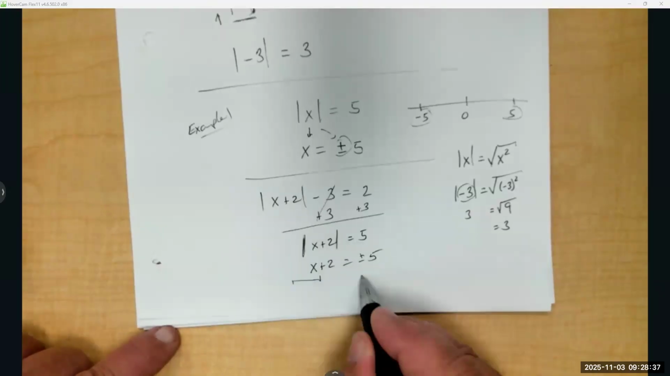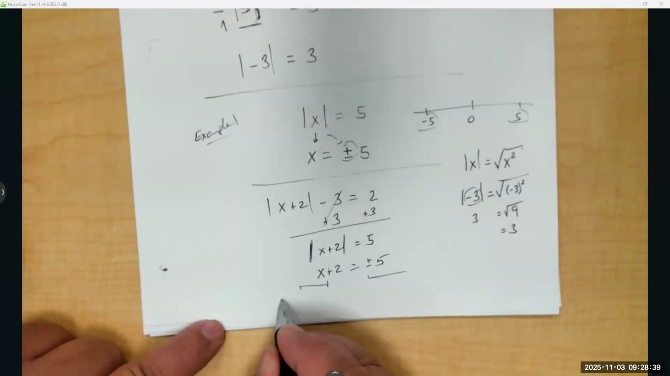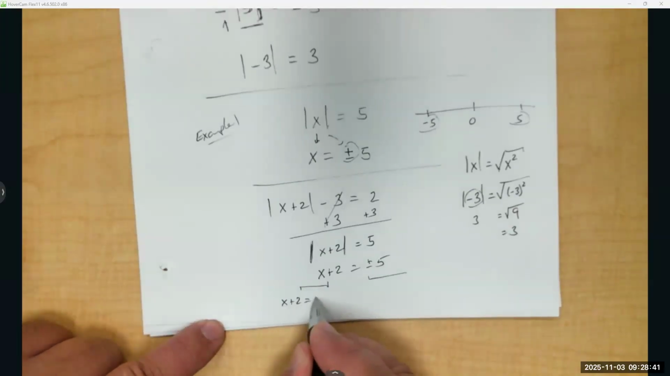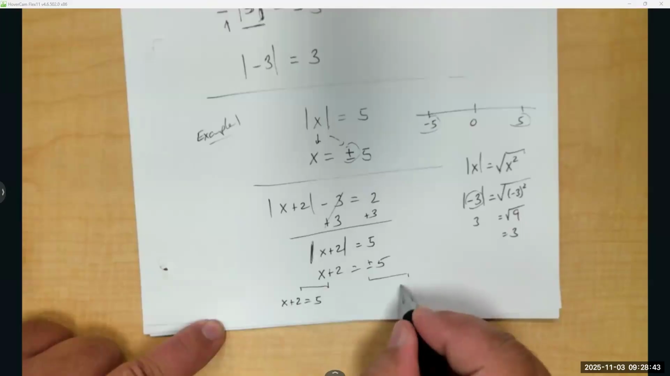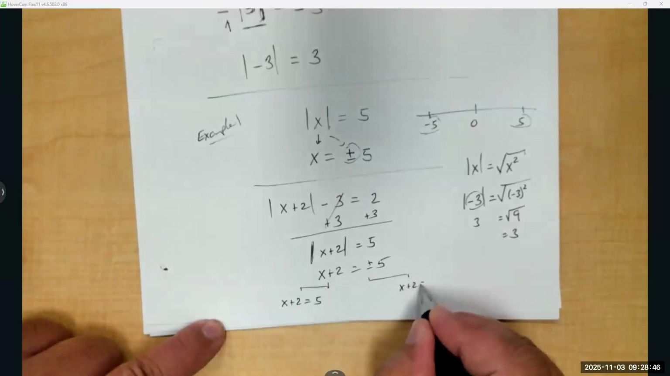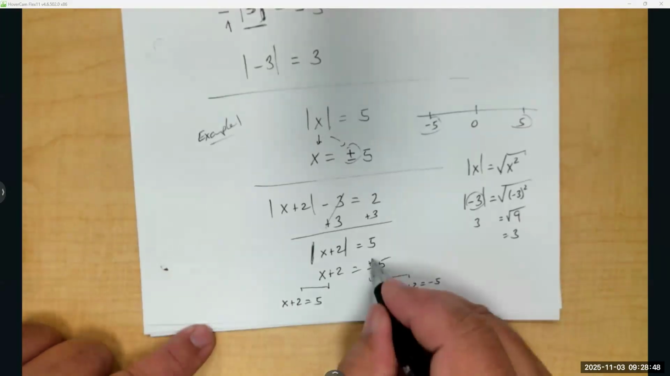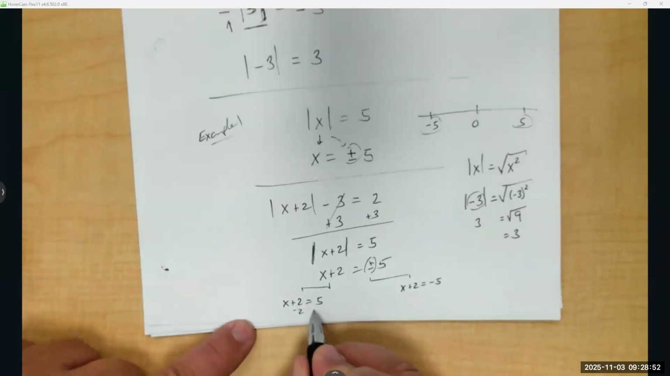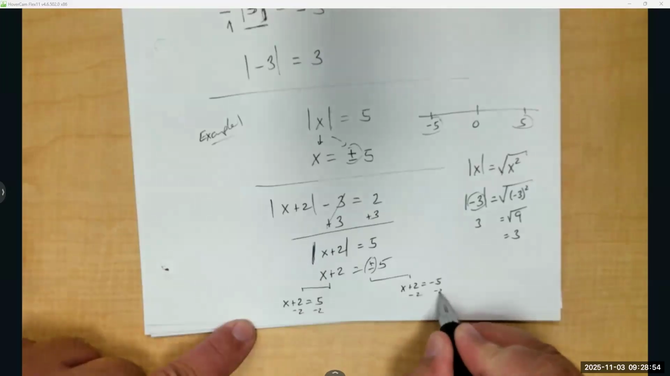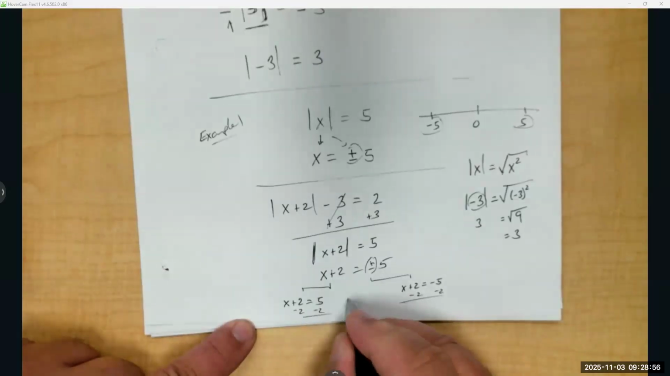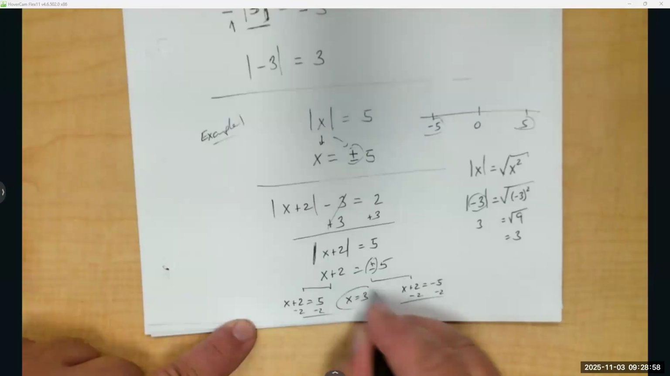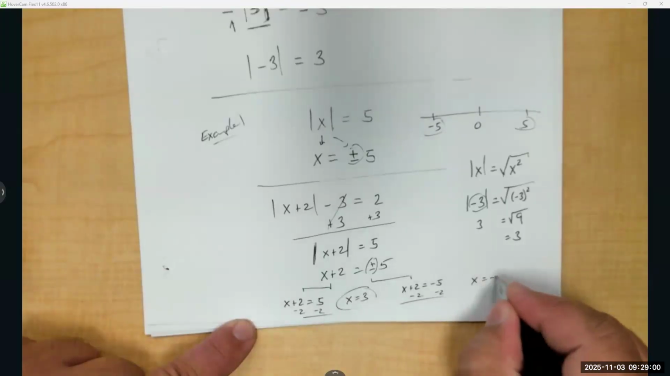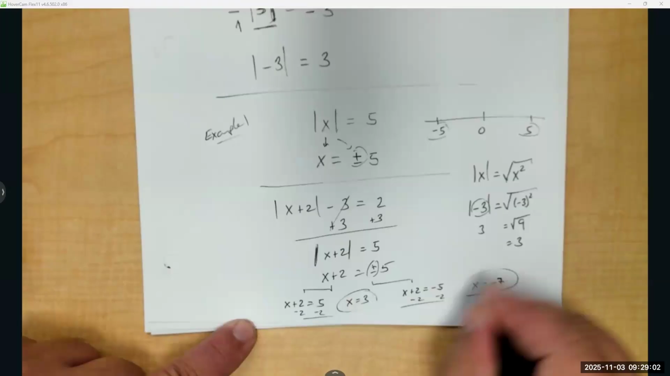So now we look at both sides of these numbers. We have x plus 2 equals positive 5. X plus 2 equals negative 5. We have to look at both of these numbers. So subtract 2. So x is equal to 3, and x is equal to negative 7.